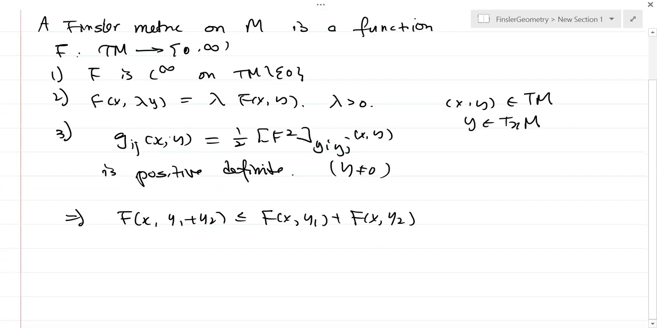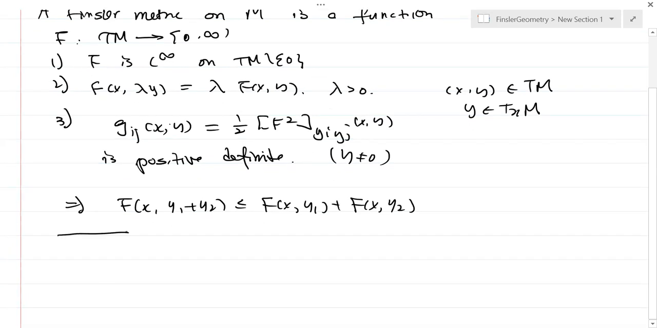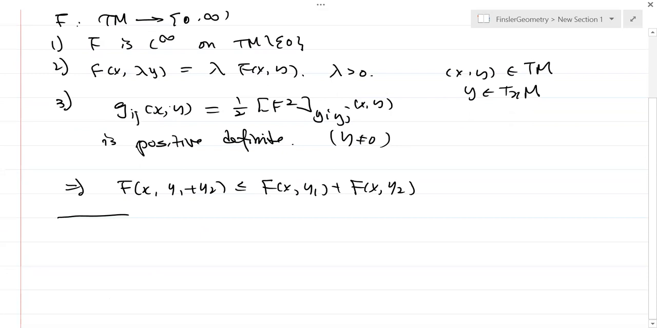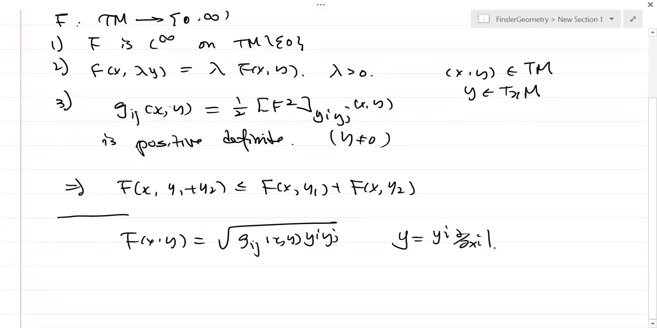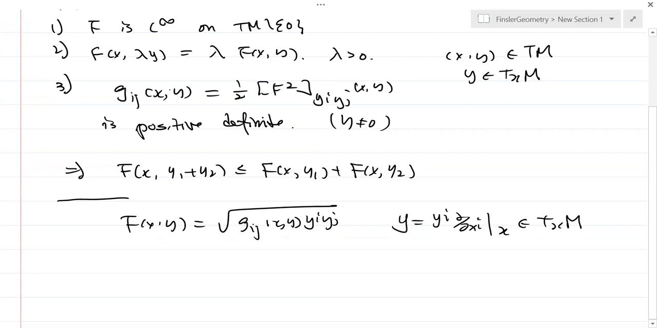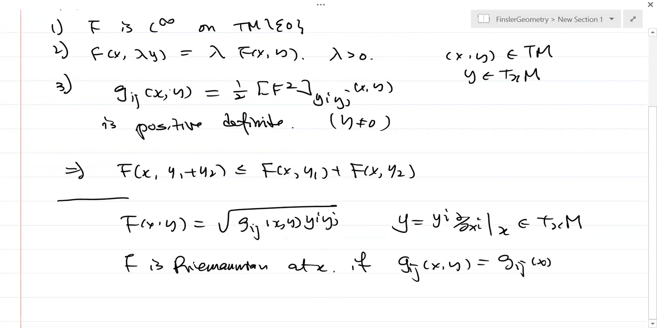So now you have a Finsler metric. Now we can express the Riemannian metric in this setting. Usually a Riemannian metric is a family of inner products on the tangent space, right? And a Riemannian metric actually is a Finsler metric such that g_ij is independent of y. So we can also express the Finsler metric in this form, where y is just the tangent vector at point x. Now, F is said to be Riemannian at point x if g_ij(x, y) is just a function of x only.